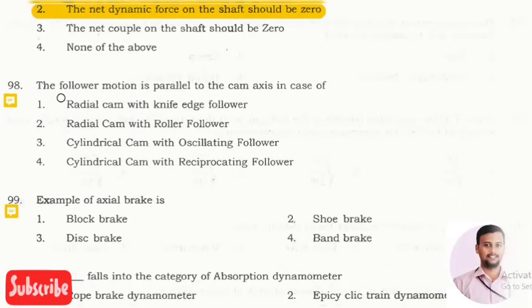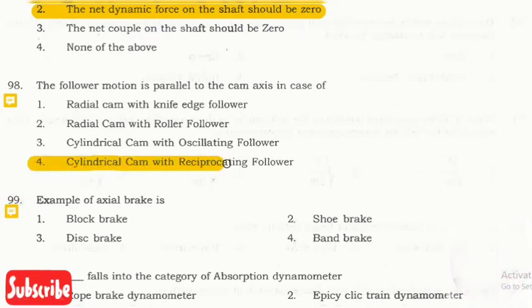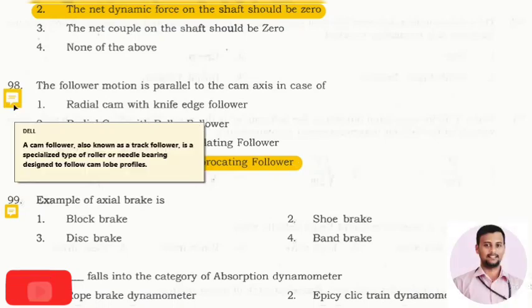The next question is: the follower motion is parallel to the cam axis in case of? Your right answer is option 4, that is cylindrical cam with a reciprocating roller. So what is this cam follower? A cam follower is also known as a track follower, and it is a specialized type of roller or needle bearing designed to follow the cam lobe profile.